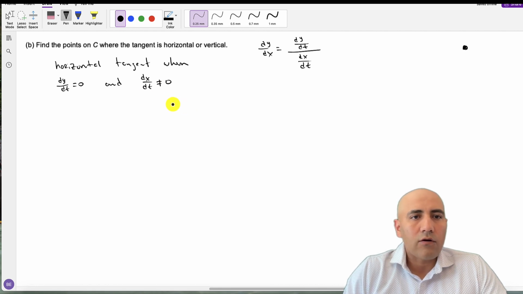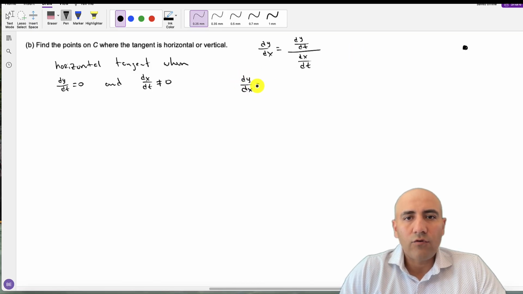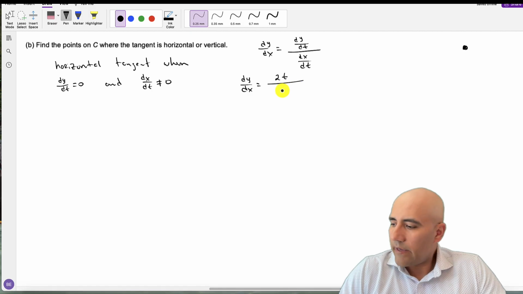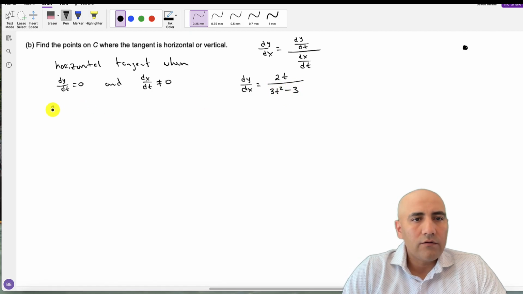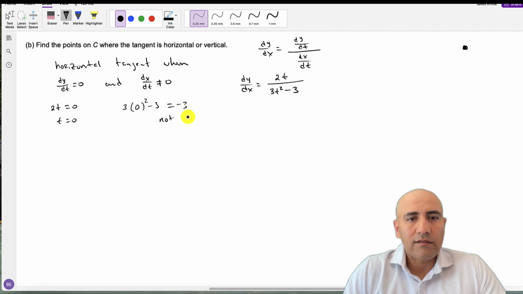Okay, so let's set our numerator, the dy/dt. Now for us, remember that, let's write it down right here. dy/dx for us was equal to 2t divided by 3t squared minus 3. So let's set the numerator, 2t, equal to 0. Obviously that means that t equals 0. And then we just want to confirm that the denominator is not equal to 0. So 3 times 0 squared minus 3, well, that's just going to be equal to minus 3. So not 0. Okay, so we have a horizontal tangent line at t equals 0.